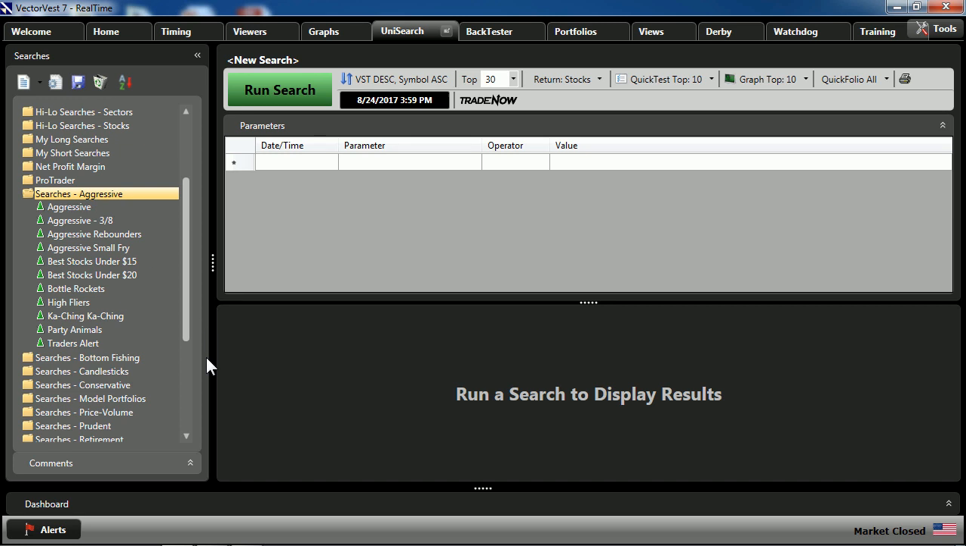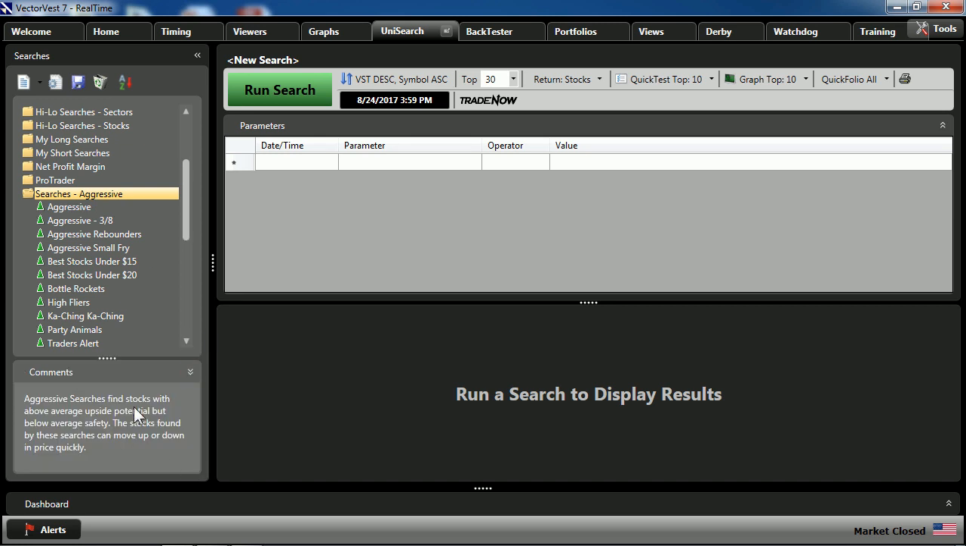If I click on search as aggressive, you could see a little comments box at the bottom. It says aggressive searches find stocks with above average upside potential, RVs greater than 1, but below average safety, RSs less than 1. The stocks found by these searches can move up or down in price quickly.